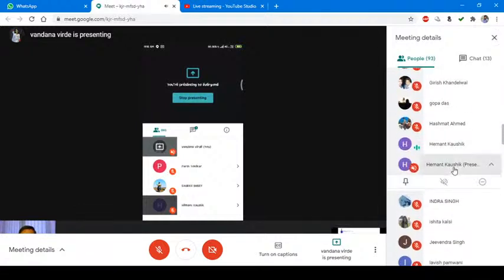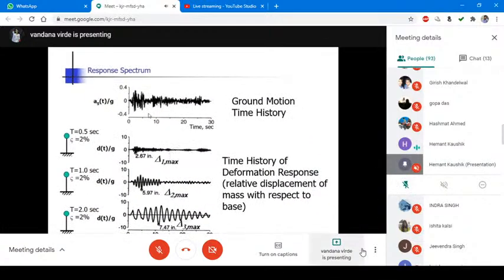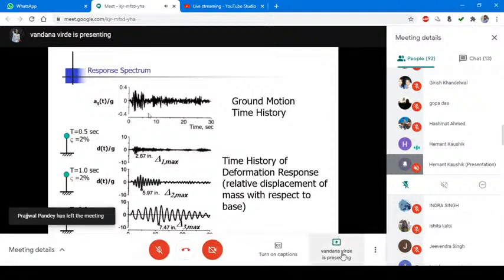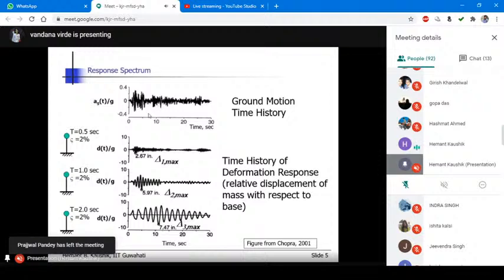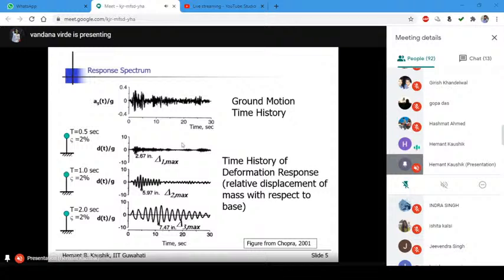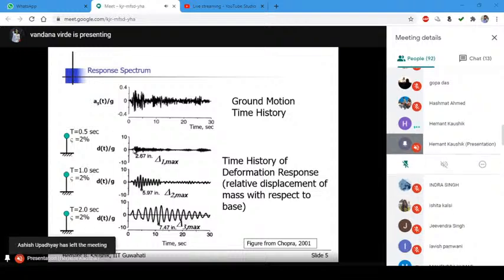You actually need a computer program to develop the response spectrum. Manually, it is not possible to generate the spectrum for hundreds of points. One or two points you can do, but not the entire spectrum. So that is how you plot this displacement history. Now, from this displacement history, you just take one point, which is delta 1 max, the maximum value of that. That gives you the maximum response of this single degree of freedom system when subjected to this ground motion. So that is one point.